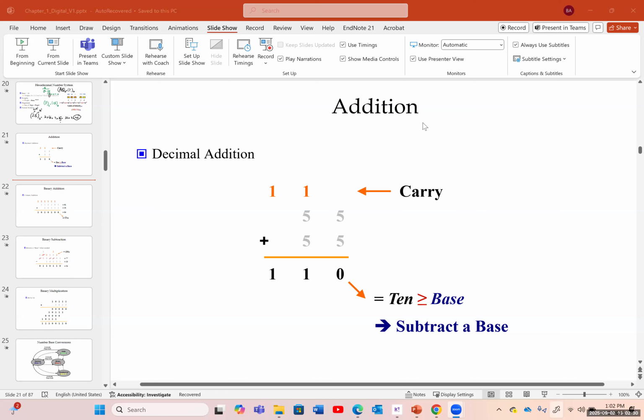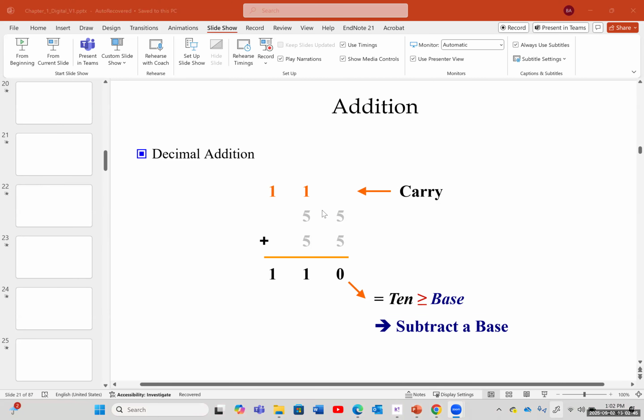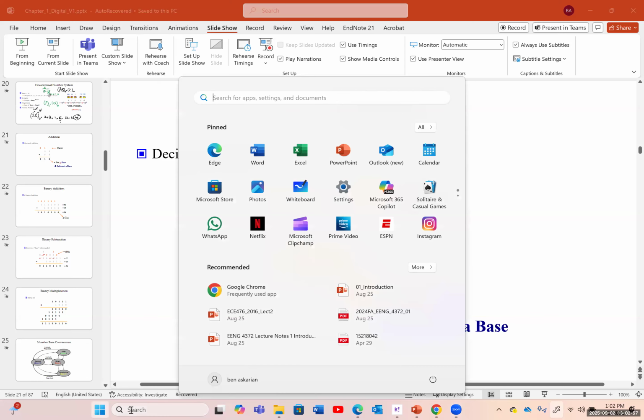Hello, and welcome to another digital design class. In the previous class, we spoke about addition and multiplication of binary numbers. In this class today, we're going to cover binary to octal and binary to hexadecimal. So just give me 1 second.